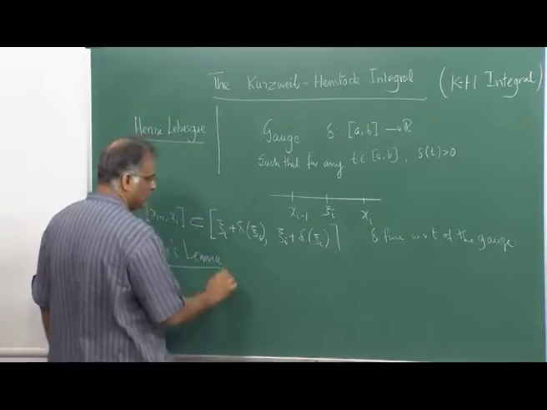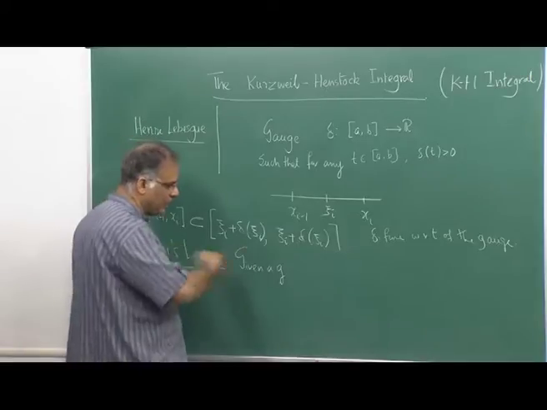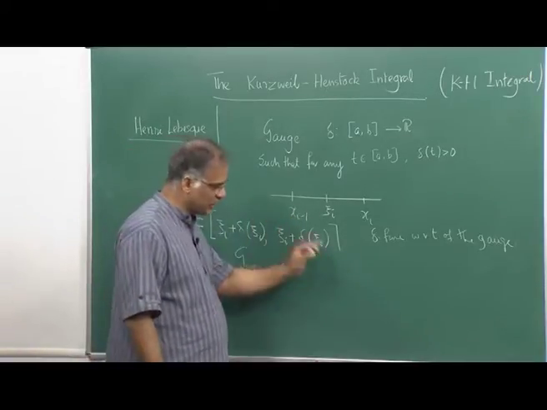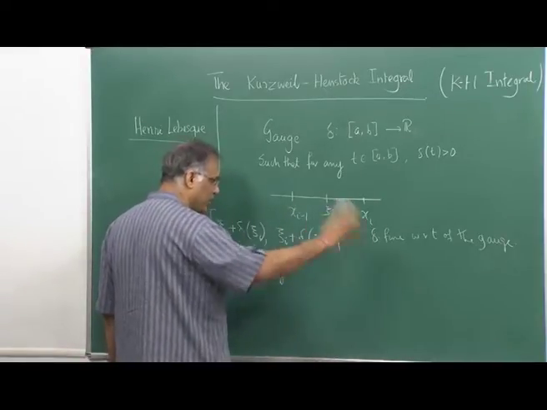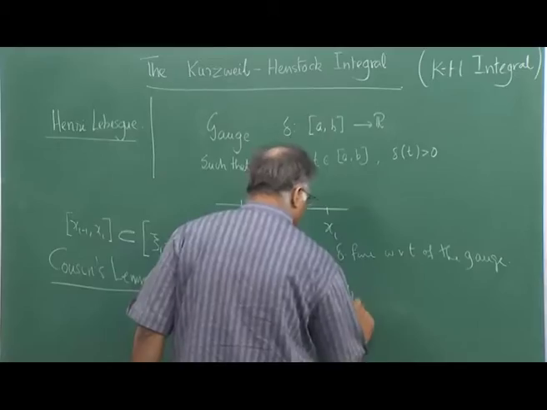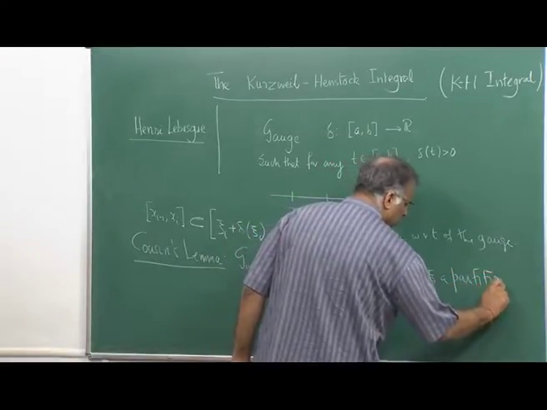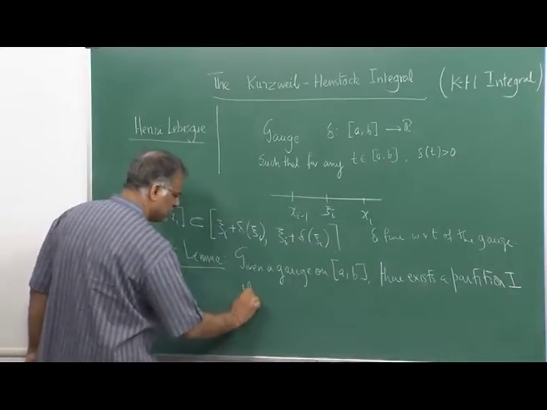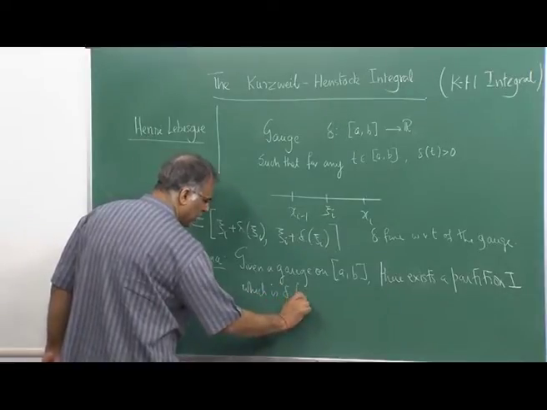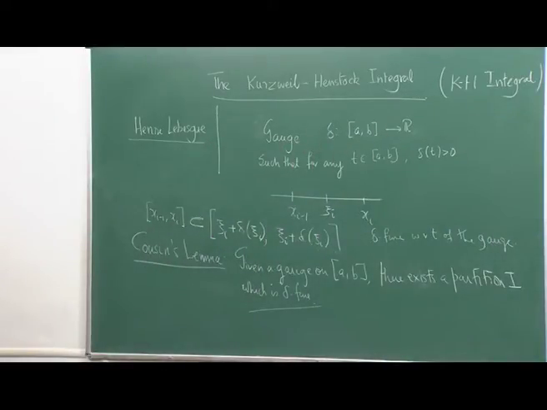So, actually my earlier statement should be, I made a little mistake, it should be written: given an interval AB, a gauge exists which is delta fine, a gauge exists which makes a partition delta fine. So, given a gauge on AB there exists a partition I which is delta fine. So, here delta is no longer a number, it is a function, delta fine with respect to the gauge. Now, how are you going to define? So basically you have to show the existence of a partition which is delta fine. So, given a gauge there is always a delta fine partition.